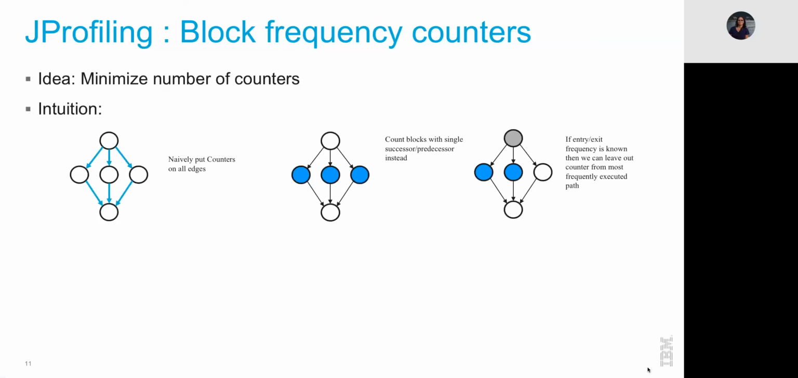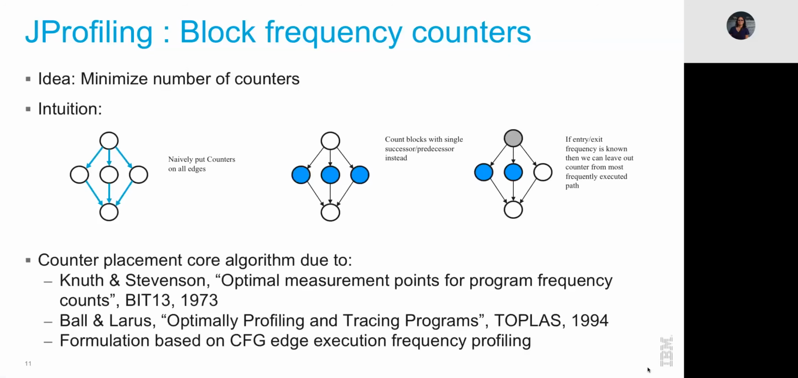So with this intuition in mind, JProfiler employs a counter placement algorithm based on two papers. One is written by North and Stevenson that describes a CFG reduction procedure for optimal profiling, and another is written by Bell and Ross that provides a comparison of different algorithms for tracing programs. Based on these two papers, we prepared a formulation based on CFG edge execution frequency profiling.